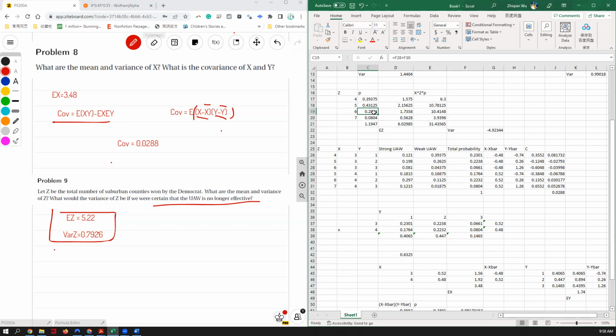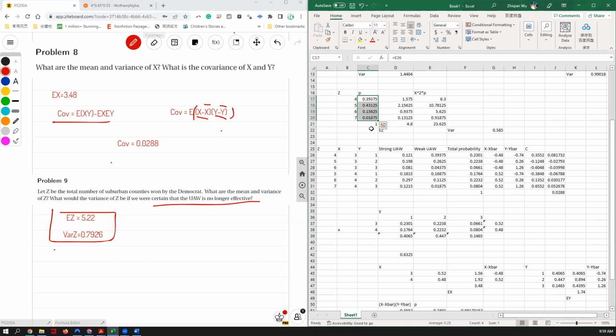And same thing here for number 6. No longer just doing that. Now I need to add up these two. Probably easier for me just to type the cell instead of dragging this. And then 7 is no longer that, it's this one. And there we go. Because we shifted the probability to the weak UAW one, now everything should fall into place.